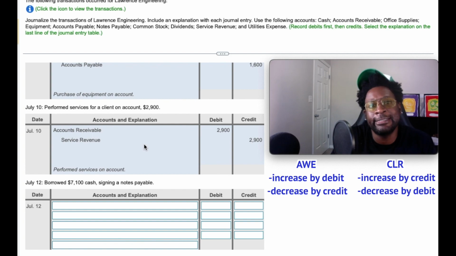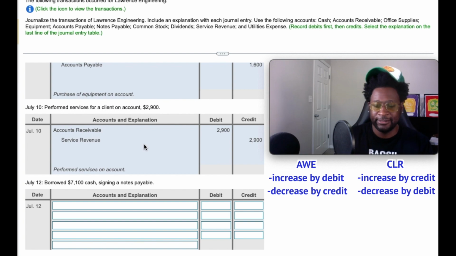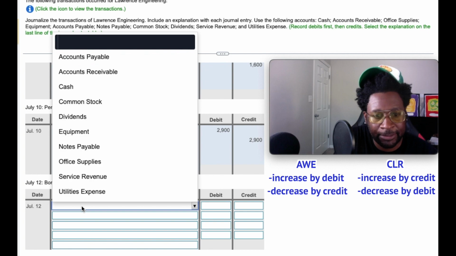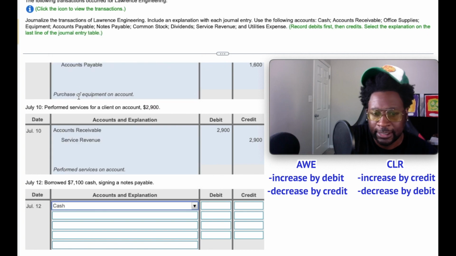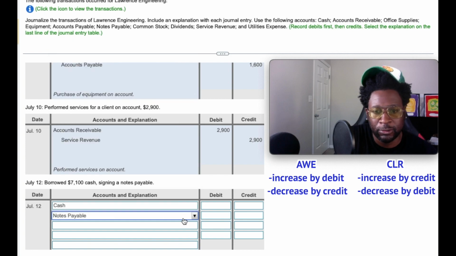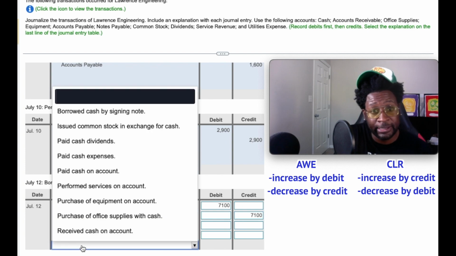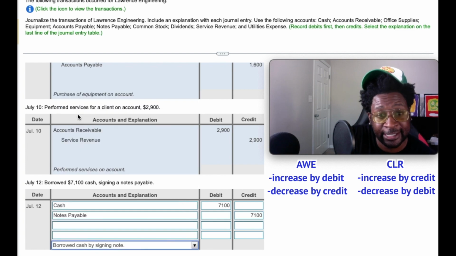Now, what side does note payable belong in? The clear side. And what is happening? It's increasing. So how do you increase anything in the clear side? You credit it. So we're going to debit cash, and we're going to credit notes payable for the $7,100. And our explanation will be that we borrowed cash by signing a note.